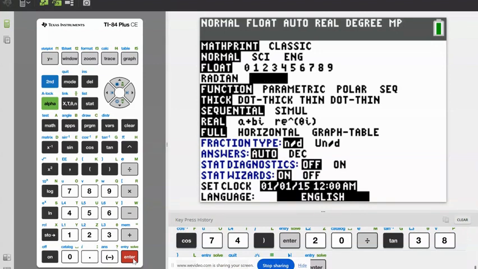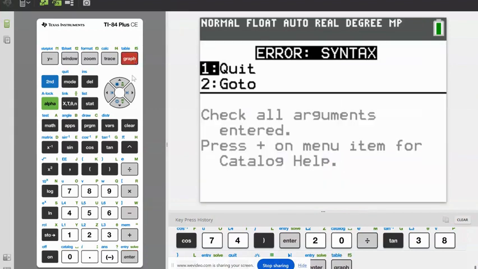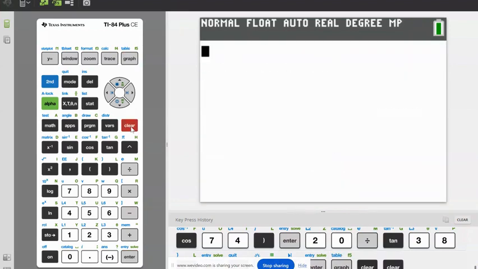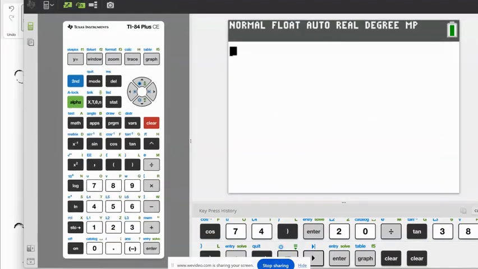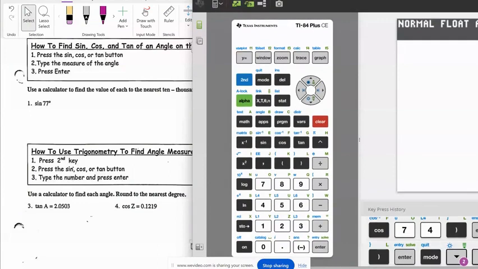People that are on their computers, anytime you sign out or sign back in, you're going to have to redo this. When you get your new calculator, you want to do this because it will be programmed on radian from the beginning. Now to get out of this screen, you're going to press graph and then clear. All right, so now everyone's should be in the right mode.